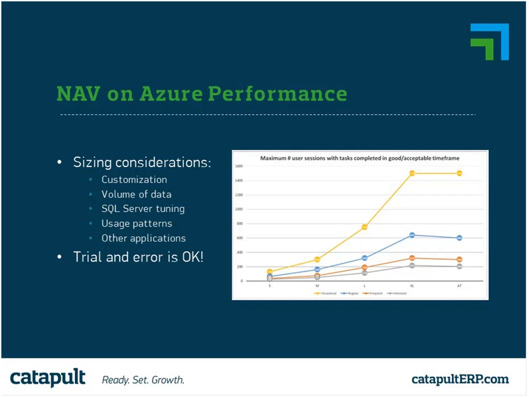Some considerations in terms of sizing your virtual machines are the extent of customization that you have in your NAV solution, the volume of data in your database, certainly how you want SQL Server tuned, and then usage patterns. If you have a high number of users with concurrent sessions doing a high volume of tasks, that suggests a larger configuration. And another final consideration would be what other applications you're running on that virtual machine. As you spin up virtual machines on Azure, you may set up other line of business applications on those servers as well. So if NAV is not the only application that you're running in those virtual environments on Azure, you may at that point start to consider larger and larger virtual machines.